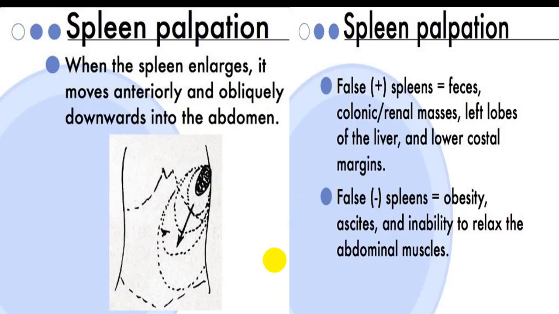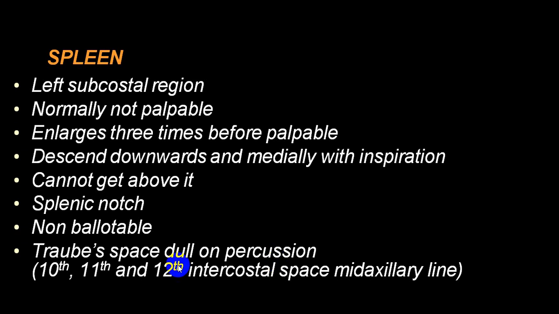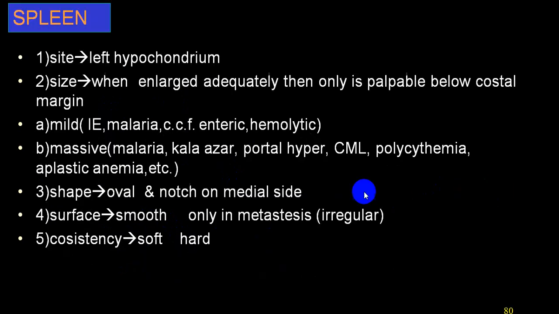So try to identify the enlarged spleen and then you can mention everything regarding a spleen, that is whether it is normal or enlarged, whether there is a splenic notch, whether it is ballotable or not, and then you can also mention regarding Traube's space, because Traube's space will be obliterated in case of a massively enlarged spleen. So regarding a spleen, size wise: mild, moderate and severe.